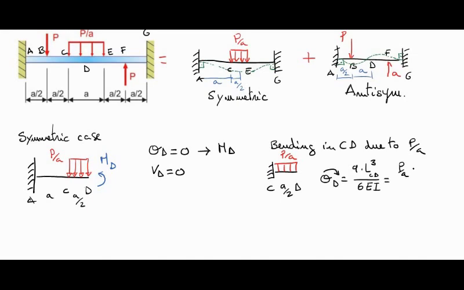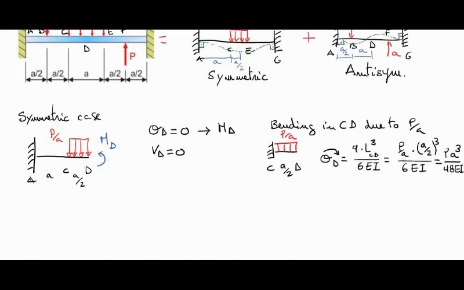Q is P over A, L is A over 2, so cubed, divided by 6 times Young's modulus and moment of inertia of that cross section. Okay, so this is equal to P multiplied by A cubed divided by 48 times EI.